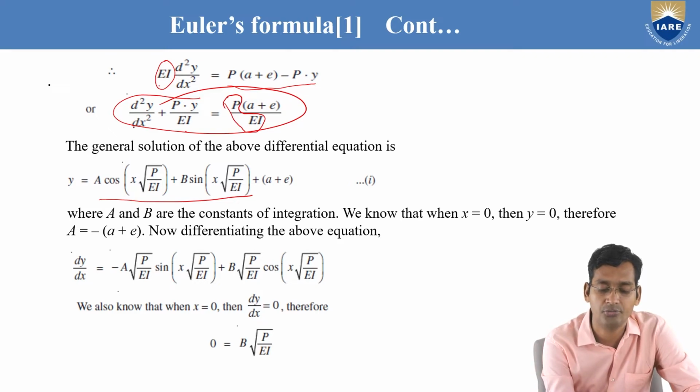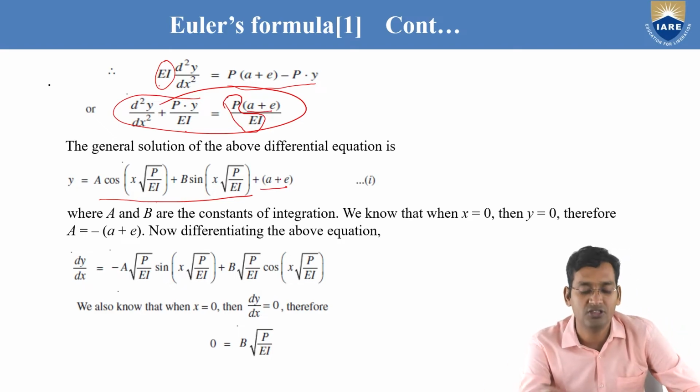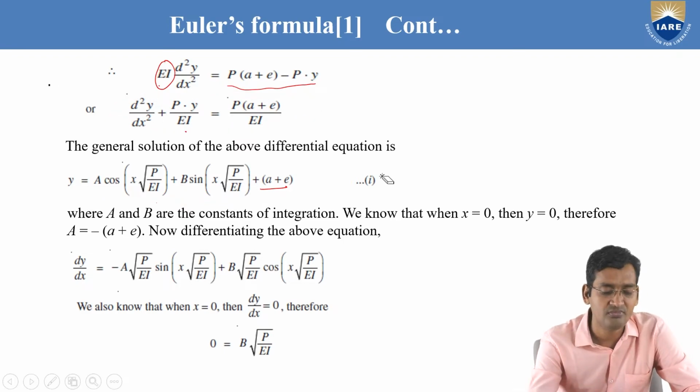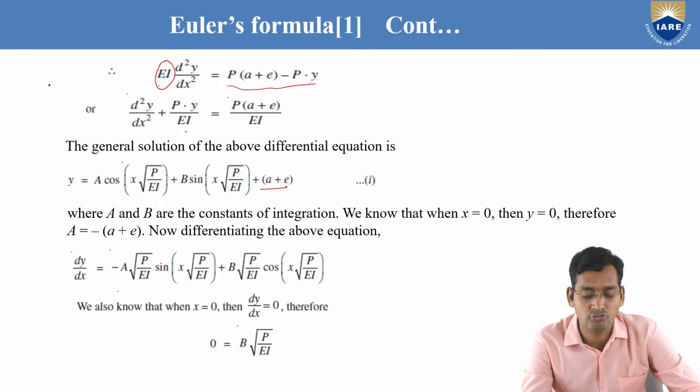So the general solution of this is what? y equals A cos x into root P by EI plus B sin x into root P by EI plus what is left here, a plus e. So just add a plus e. So this is the general solution of this differential equation, where A and B are what? Constants of integration.